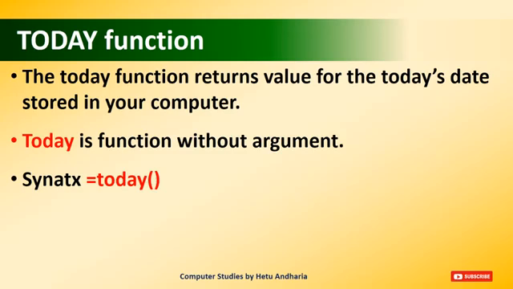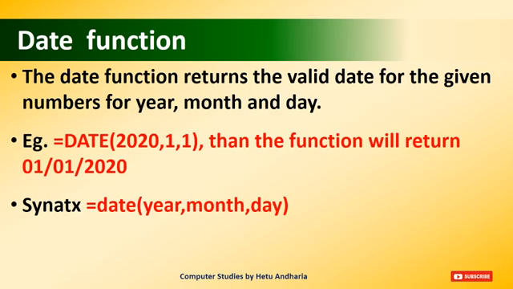The next function is the date function. The date function returns a valid date for the given number of year, month and day. For example, is equal to date into bracket 2020, 1, 1. Then the function will return 01/01/2020. The syntax is date into bracket year, month, day. Now you may be feeling that this is a hopeless, useless function, but it's not the fact. I will teach you the importance of this function when we come to practicals.